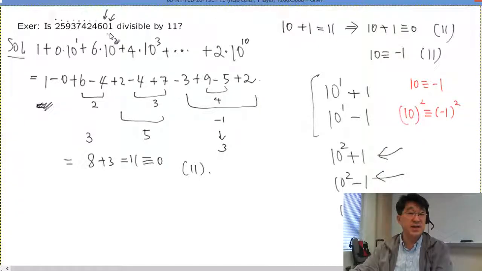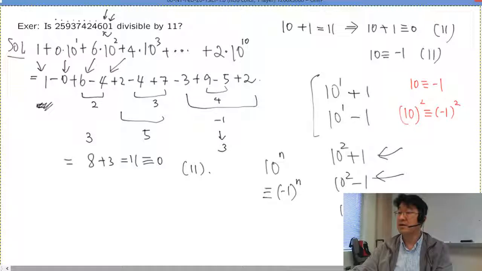This is positive and that's negative, alternating. Started with the positive, next one negative, positive, negative, because that's the power of 10 that is congruent to -1. Second, so you start with a positive. That's it. 6 minus 4.